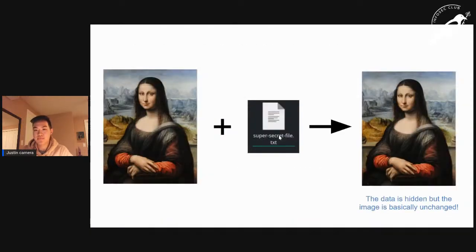Anyways, so here's a little diagram of image steganography. So we have our original Mona Lisa picture on the left here, and we want to add a super secret file.txt into it. So we're going to embed it or encode it somehow into the image, and the resulting image is practically identical to the original. For all intents and purposes, you can't really see a difference between the two images.